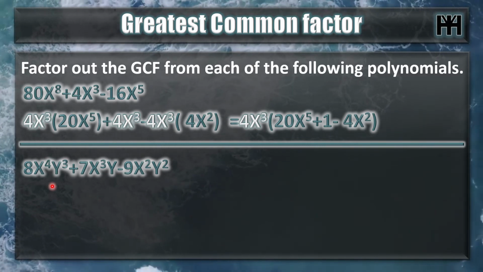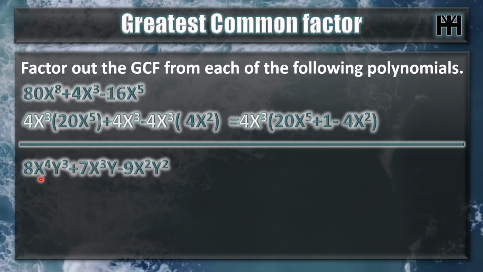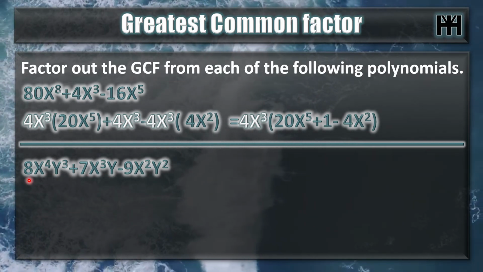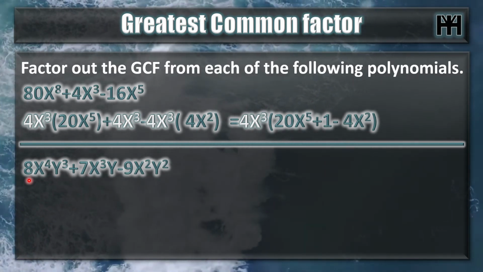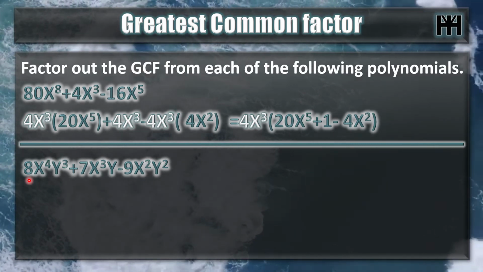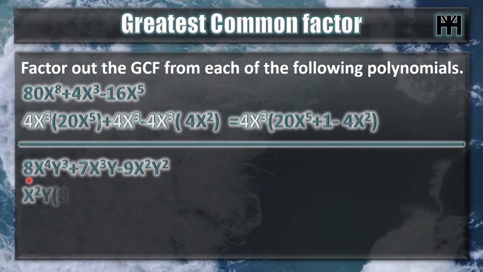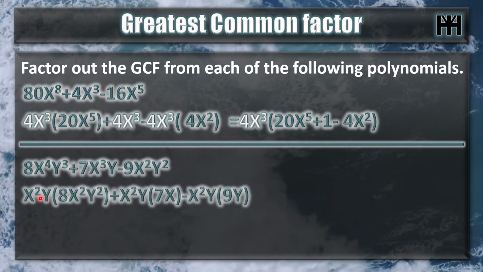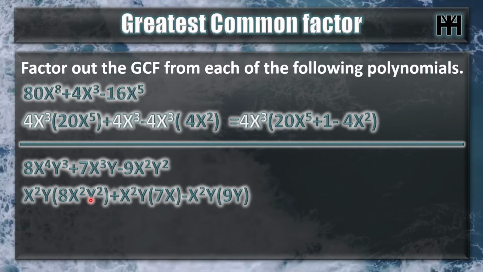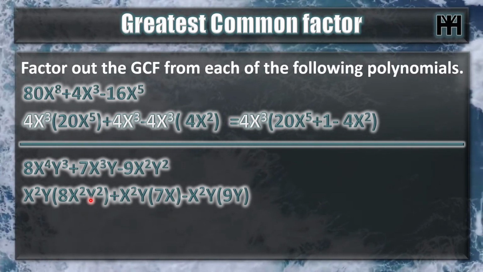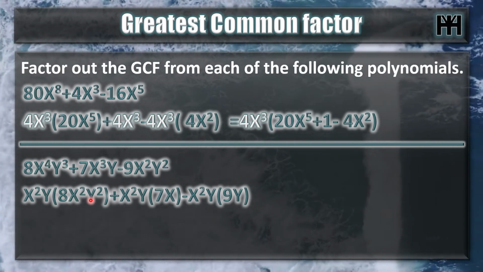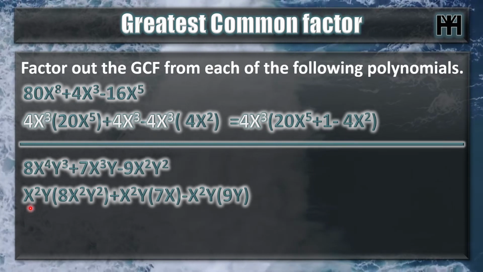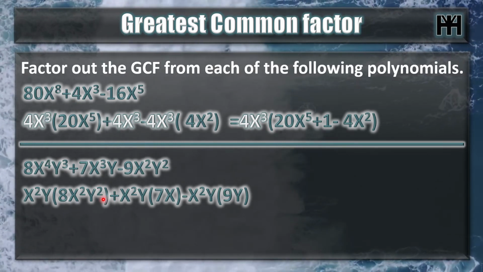This is for the variables, but for the numbers, let's see what common number we can divide all of these three numbers by. There is no number common between these three numbers. So we will take x squared y as a common factor. You can feel free to skip this step and factor it out and write it directly in this form, but this part is just for you to understand it.